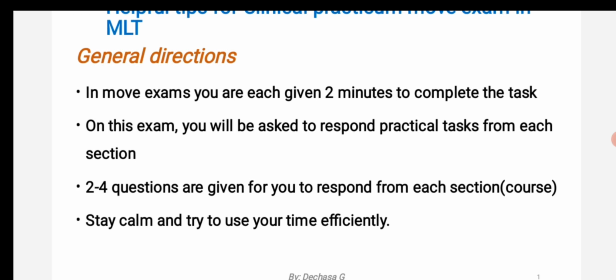The other thing is we have to stay calm. The major thing is to avoid anxiety during move exams, because if you don't, it may be difficult for us to recall and remember things we studied, things we have done in the laboratory session, in our back room or clinical practicum session. The key to success on move exams is managing our stress and emotional tension.